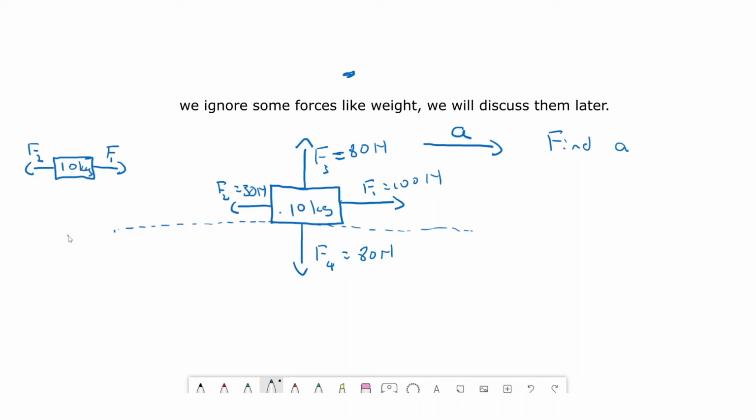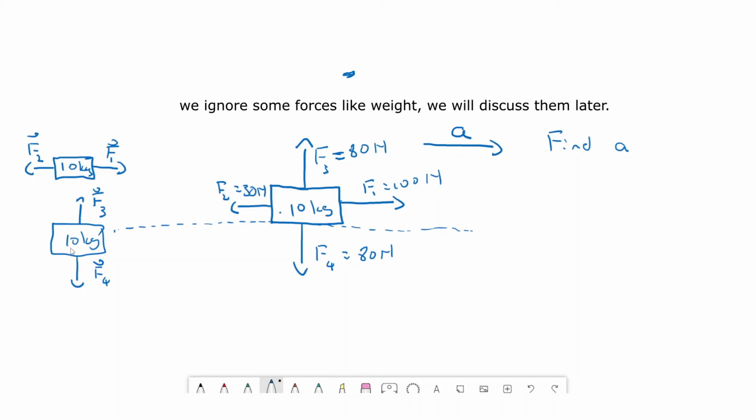What are the forces that are acting on the Y? Well, the forces that are acting on the Y are F3, which is this force. This is the force that is vertical, and then this is F4. That is the force also that is vertical. Okay, so these are the only forces that are acting on the Y. These are the forces that are acting on the X.